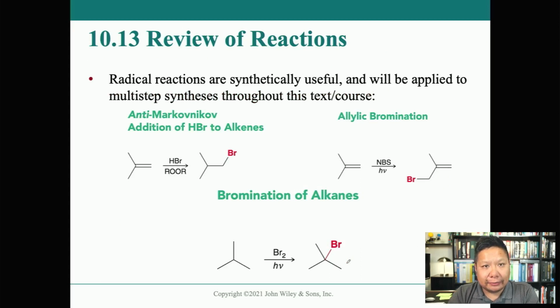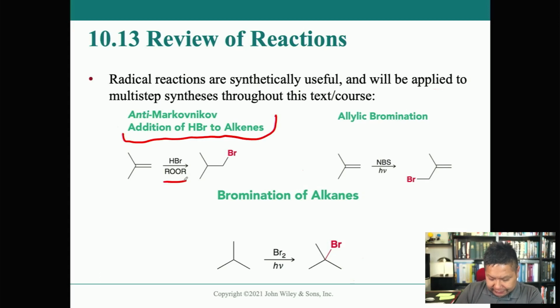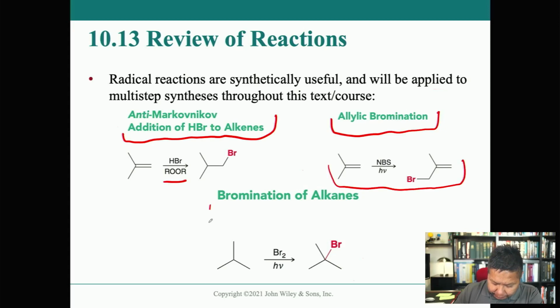So this is just a quick review of the radical reactions that are synthetically useful, right, and will be applied to multi-step synthesis throughout our course. Not so much this course, because this course is almost over, but you'll see it a lot next semester, especially since you're going to take me in the fall for Organic 2, right? We can do anti-Markovnikov addition of HBr to alkenes using a radical mechanism. We can also do allylic bromination using NBS, right? And then we can also do bromination of alkanes using bromine gas and light, right?